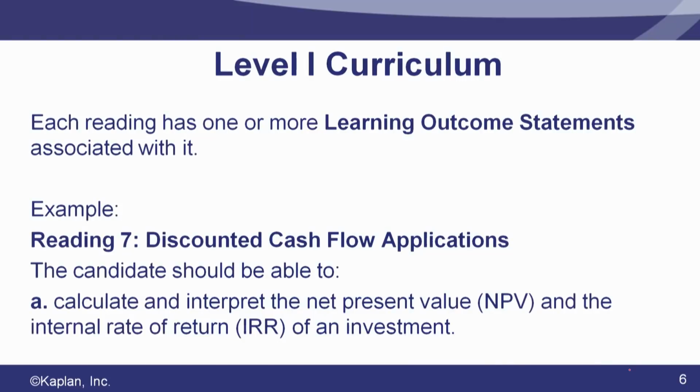So each reading, each of those individual readings has one or more learning outcome statements associated with it. And as an example, let's look at the actual LOSs for reading 7, discounted cash flow applications. And they all start off, candidates should be able to. Well, the first one is calculate and interpret the net present value and the internal rate of return of an investment. So pretty well-defined skill that you must have right there.